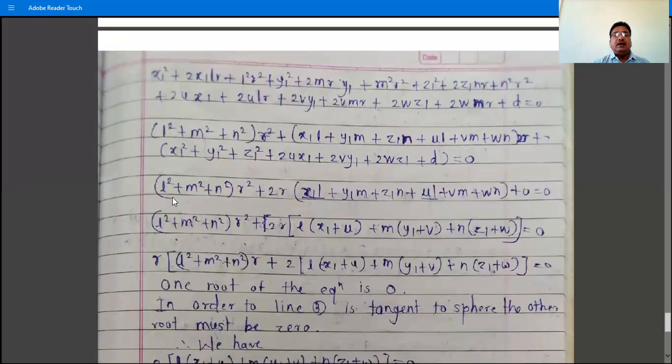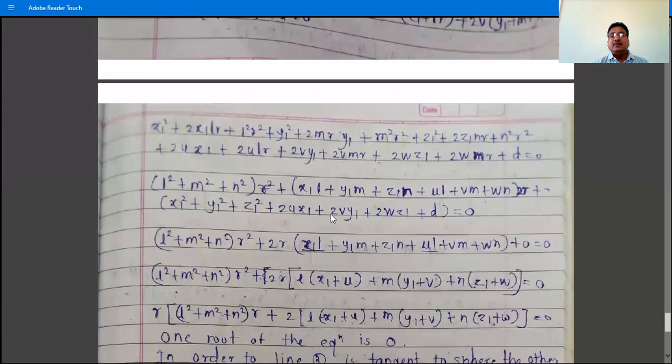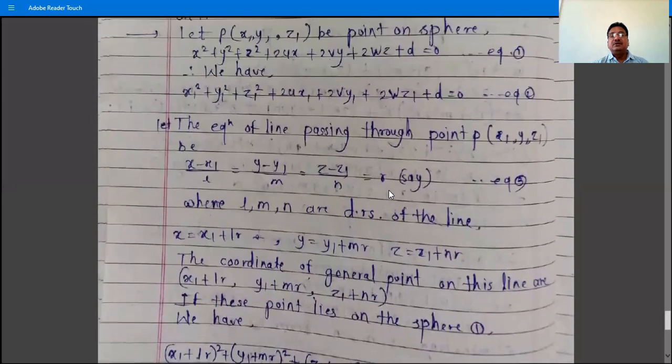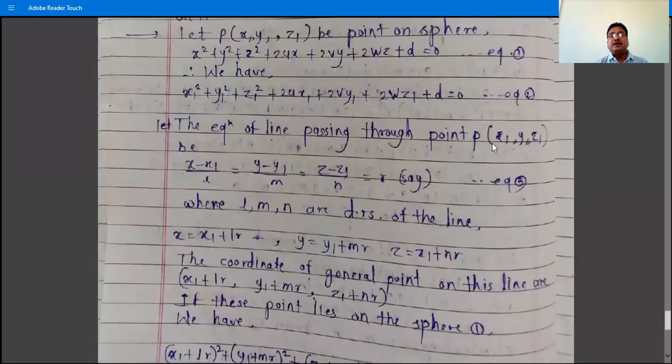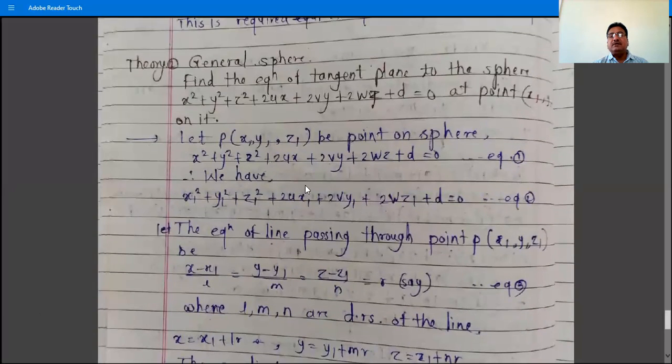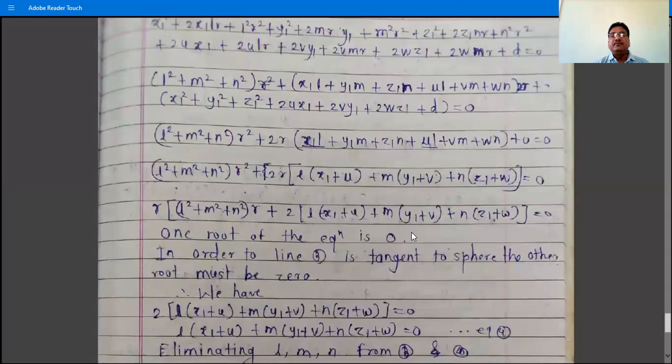Okay. Then we have (l² + m² + n²)r² + 2r in brackets (x1 l + y1 m + z1 n + ul + vm + wn), plus the value of this bracket: x1² + y1² + z1² + 2ux1 + 2vy1 + 2wz1 + d. The value of this bracket is what? Zero, by using equation number 2. As this point (x1, y1, z1) lies on the sphere, which is equation number 2, the value of this bracket is 0.